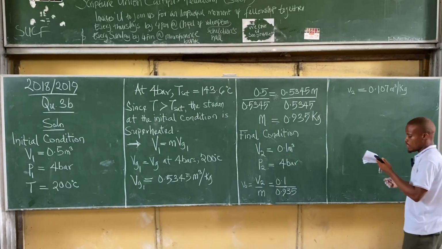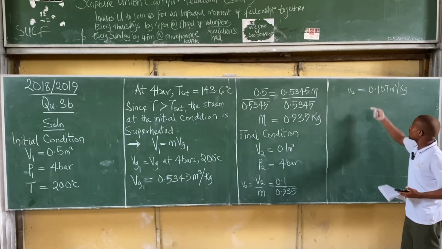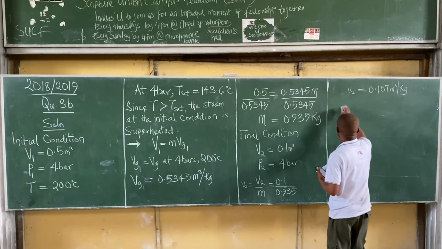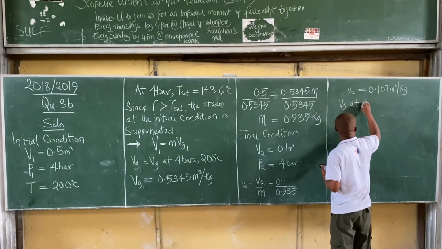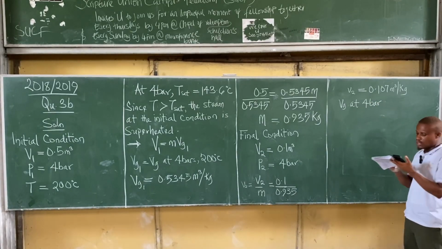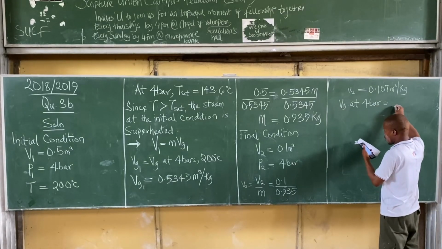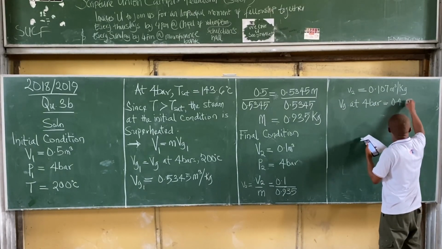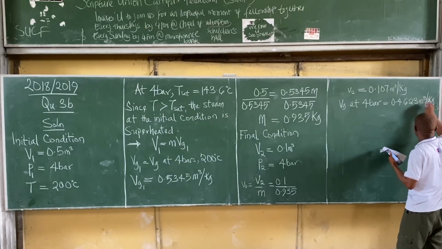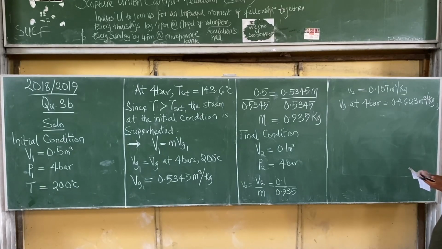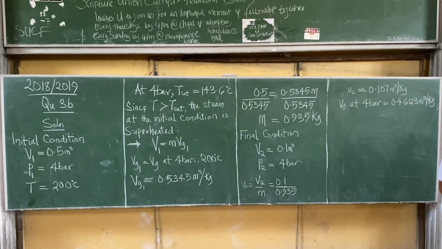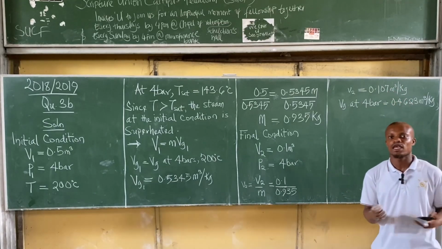So let's check for Vg at 4 bars. If it is greater than this, then our steam is said to be saturated. So let's check for Vg at 4 bars using a saturated steam table. What do we get? We get that Vg at 4 bars equals 0.4623 meter cube per kilogram, right? Okay, let's compare. This Vg is greater than the specific volume given. Therefore, our final condition is a saturated steam.